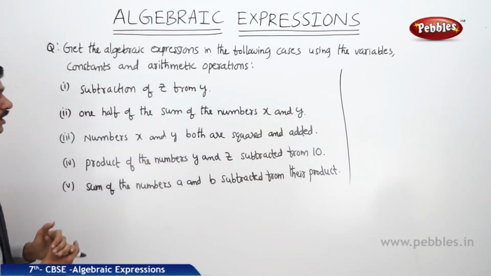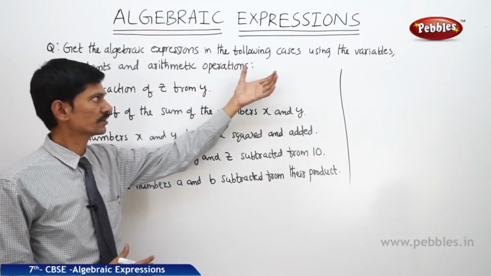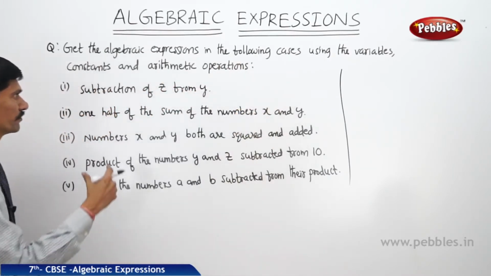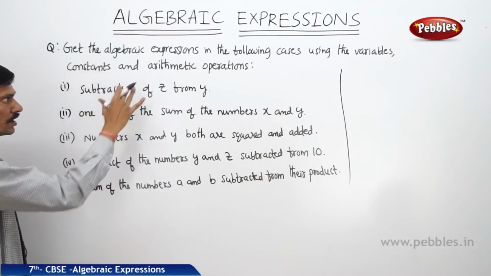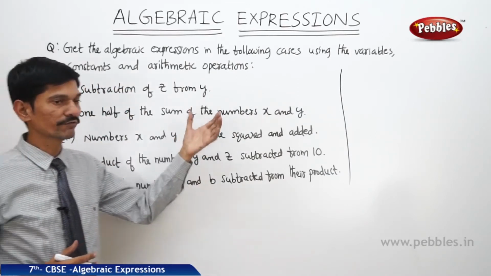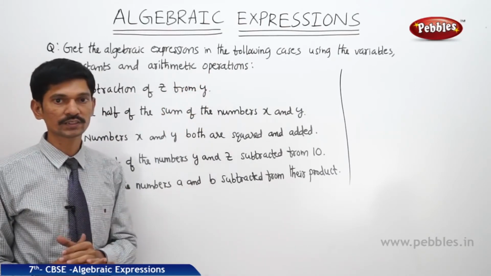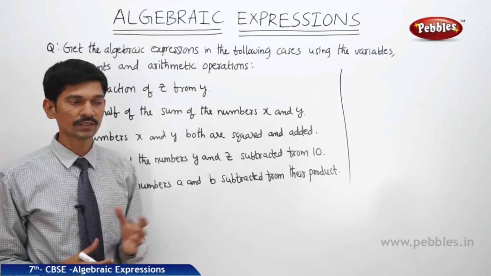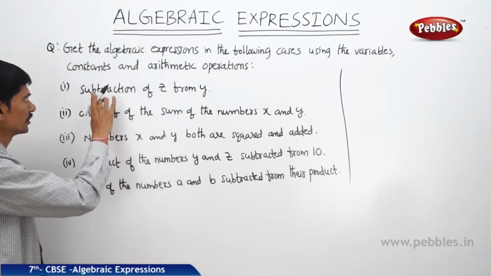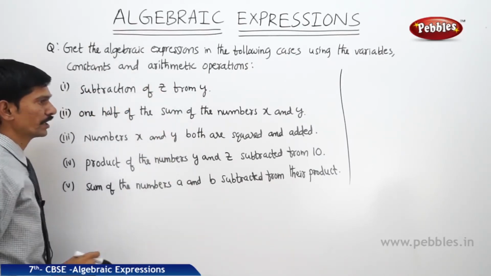Now get the algebraic expressions in the following cases using the variables, constants and arithmetic operations. Using variables, constants and arithmetic operations means addition, subtraction, multiplication and division. So we should write these statements as algebraic expressions.